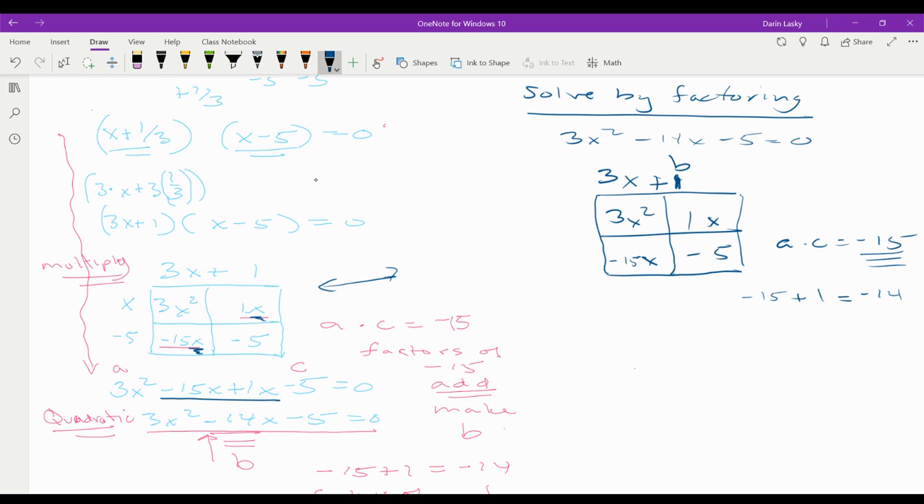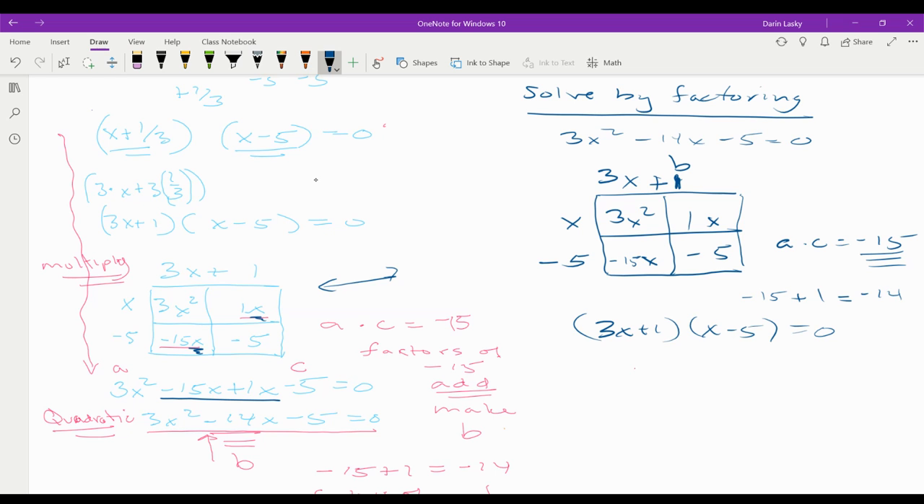Now, I'm going to work rows this way. I can divide an x out of each of those. I can look at this. I can divide a negative out of both of those. And I can also divide a 5 out of both of those. So now I've got 3x plus 1 and x minus 5, and those both equal 0.